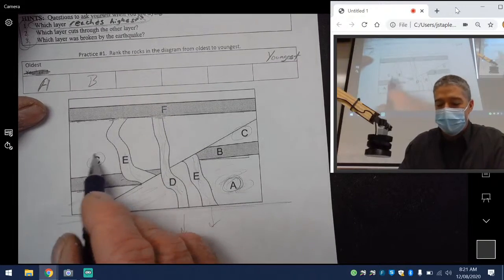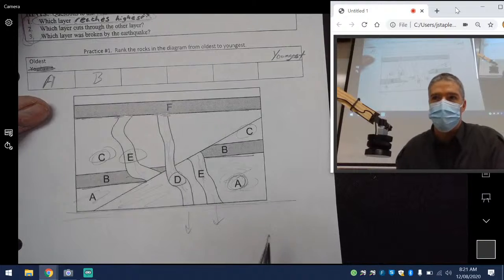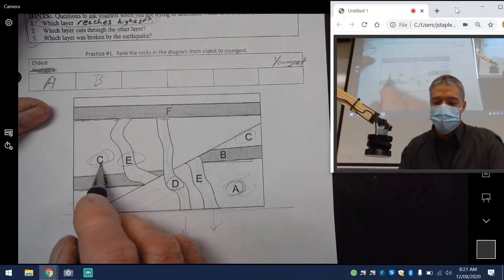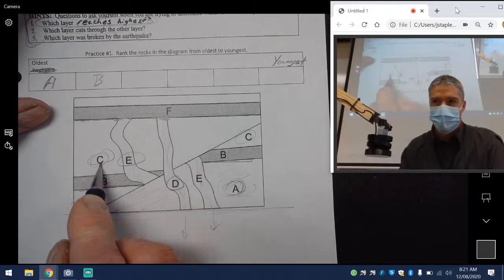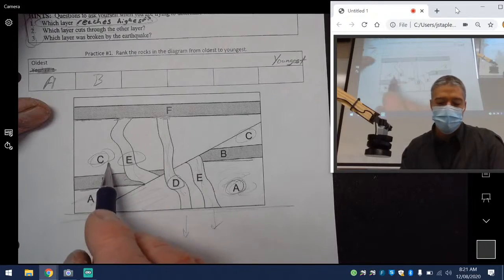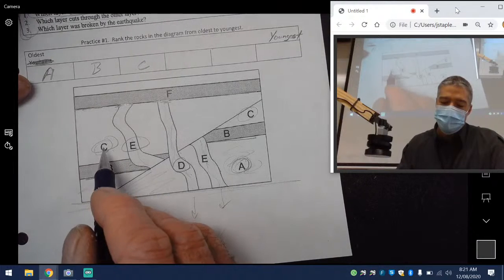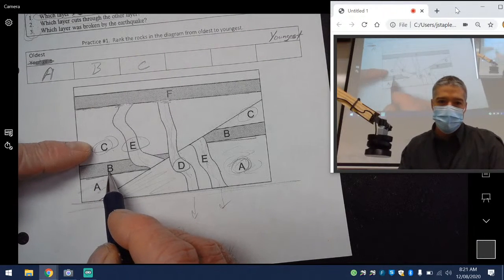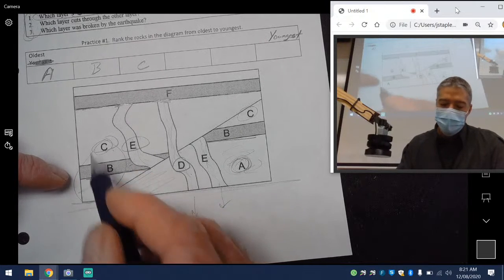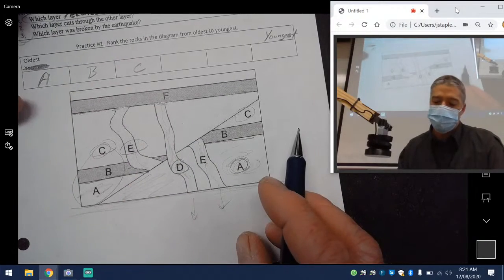But now when I get to C, I've got C, E, and D. Of those three, which one had to be there first? C, why? The other ones cut through it. E and D both cut through C, so C is next. So C is younger than B because it's above it. B is younger than A because it's above it. And all three of them are older than E and D because E and D cut through them.